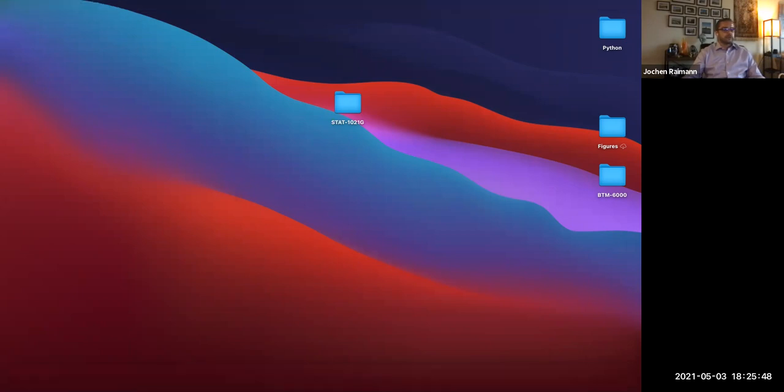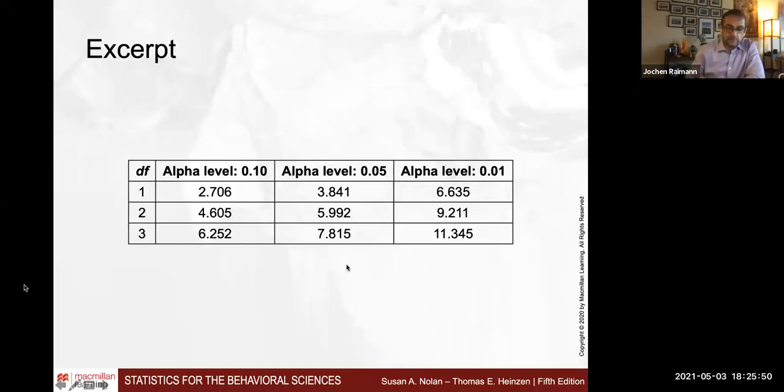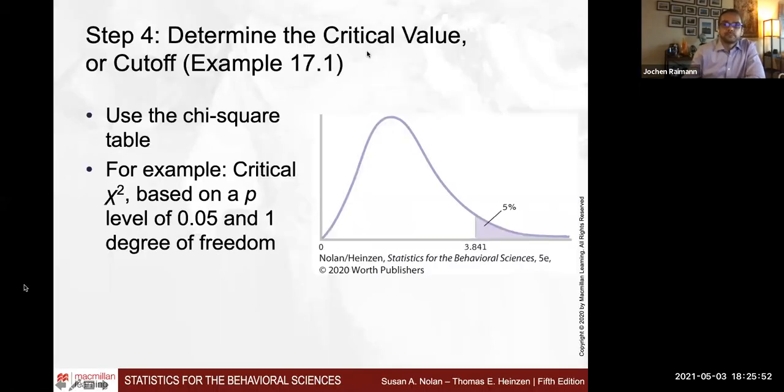So if we go back to our example, we are now working on an example which involves, for the goodness of fit, a degree of freedom of 1 and a critical chi-squared of 3.841. And as soon as the chi-squared exceeds 3.841, we know that the p-value needs to be smaller than 5%.